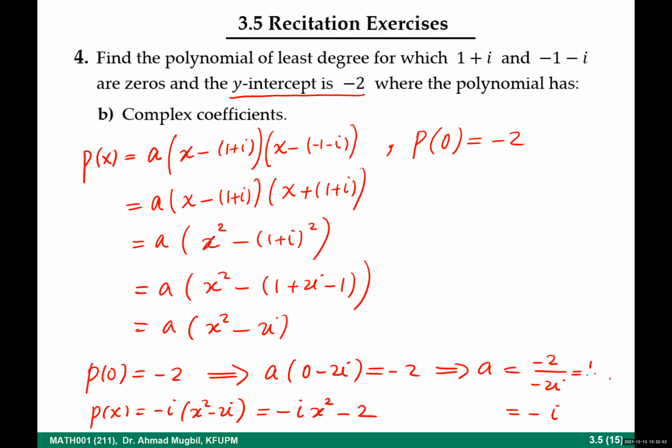Now, let me just write this here to avoid any confusion. It will be 1 over i, which is negative i, just to keep order, because I will upload this file for you, maybe in the WhatsApp group. It will be negative 2 over negative 2i, 1 over i equals negative i.